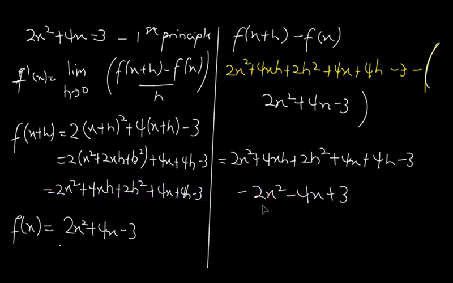Okay, so we can see that we have positive 2x squared over here, and then we have negative 2x squared over here. So this will cancel this. Okay, we have negative 4x over here, and then we have positive 4x. We have 3 here, we have negative 3 here.